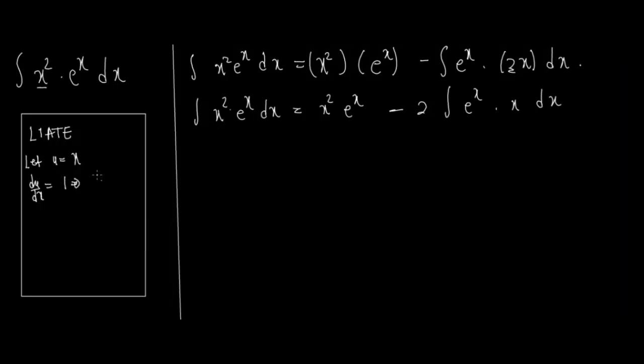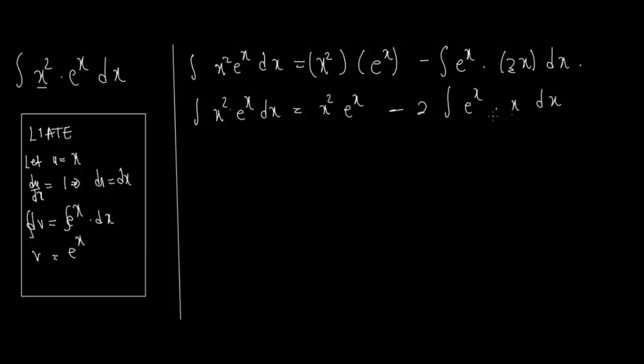Therefore, du will be equal to dx, and dv will be equal to e to the x times dx. So you need to find v. Take the integral. The integral of dv will be equal to v, and the integral of e to the x is e to the x.